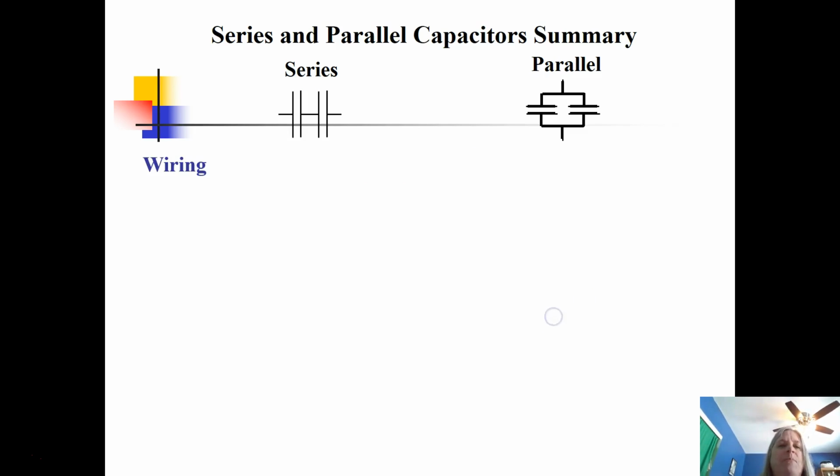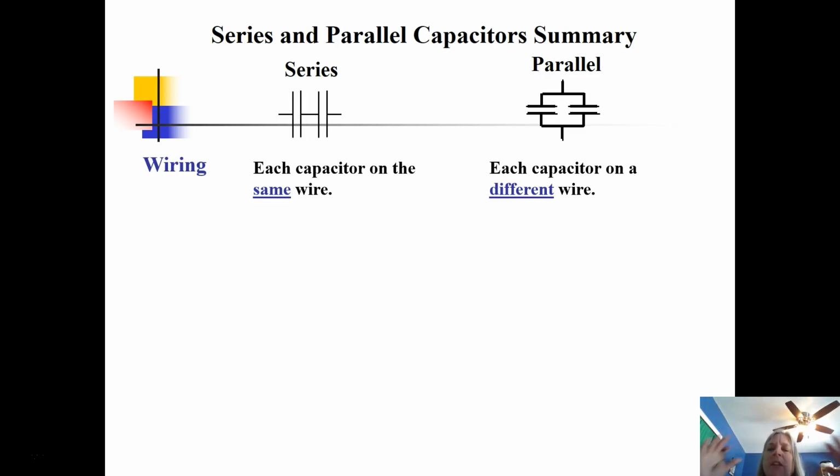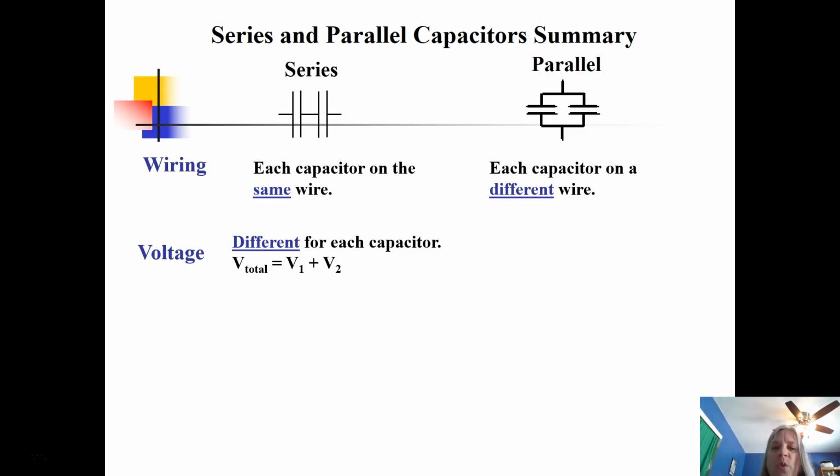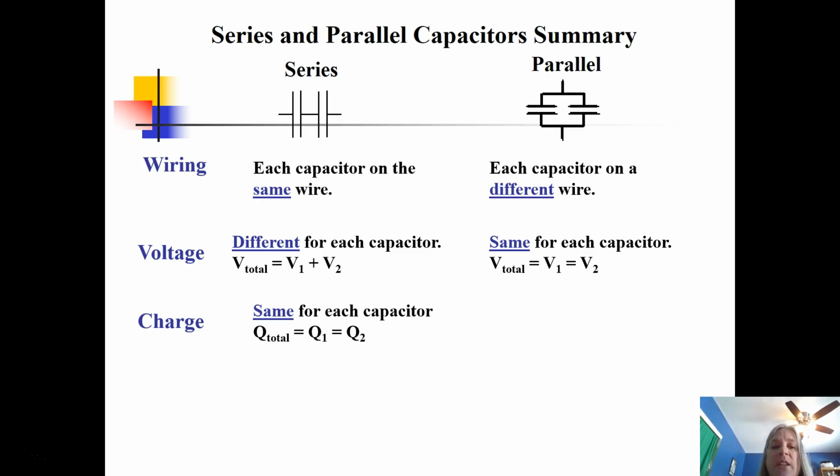Now, just a little summary. When we talk about series, I like to say they're in the same wire, in the same sort of loop. In parallel, they're actually in different wires. The voltage in series is different for each capacitor, unless they're, of course, the same capacitance, but it's the total sum. Each capacitor shares some of the voltage of the battery, whereas when they're in parallel, the voltage is the same for all of them. The charge is the same when we're in series because there's no other place for the charge to go. So whatever charge I put on one plate is how much charge goes on the next plate, which is how much charge goes on the next plate.